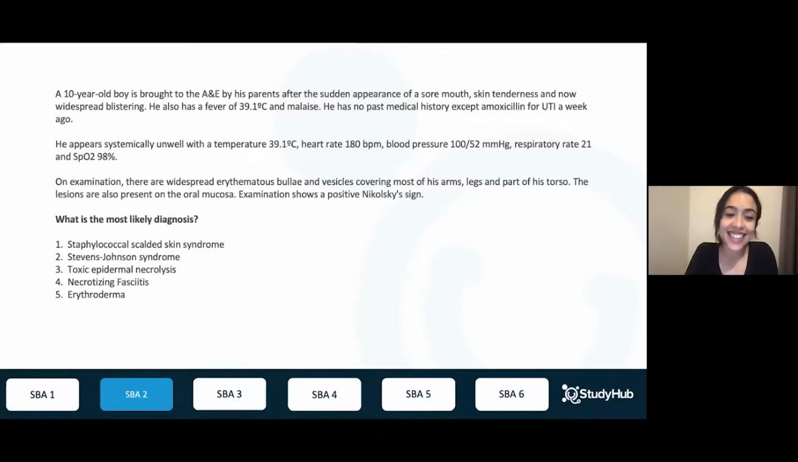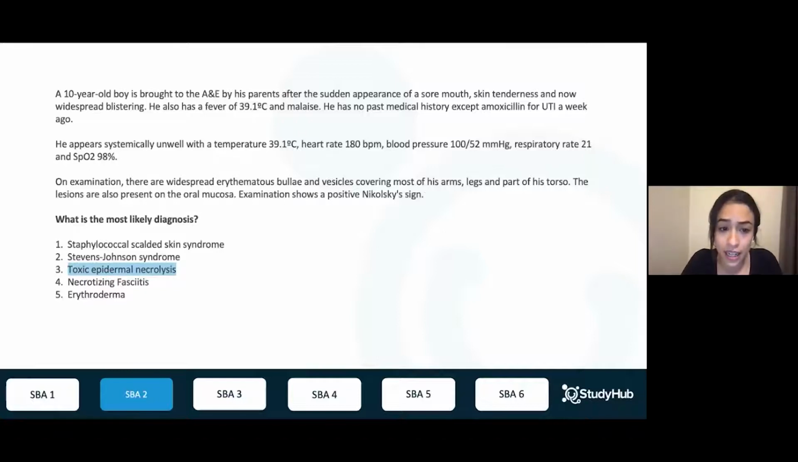Oh, okay. So quite split, and it's split on the two which are really relevant to this SBA. So that's really good. So let's go through it. Here we have a child who is extremely unwell, okay? High temperature, high heart rate. They're borderline becoming hypotensive. They're really unwell. That doesn't point to anything because all of these conditions from 1 to 5 cause a very unwell child.